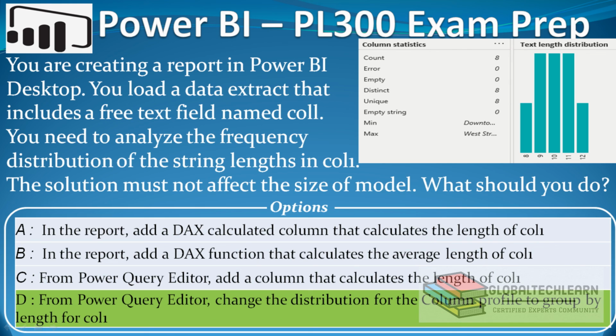Here we can mark option D as the correct answer, that is from Power Query Editor, change the distribution for the column profile to group by length for col1.